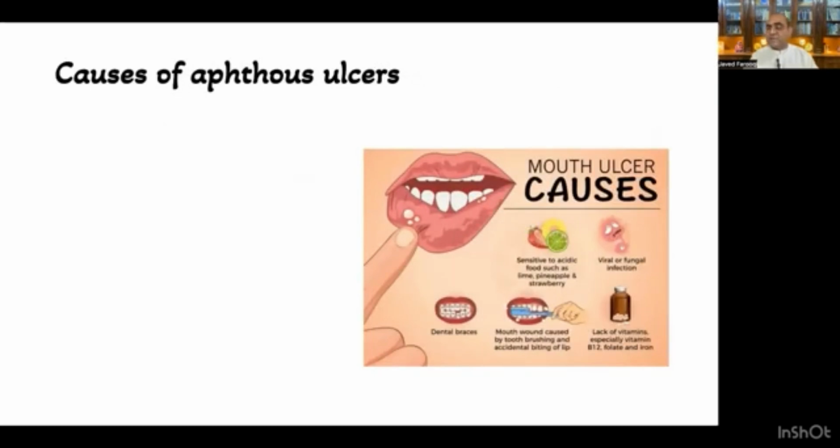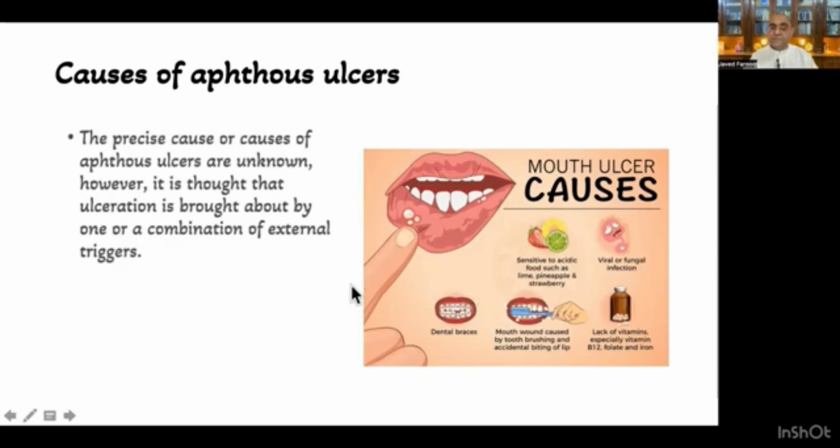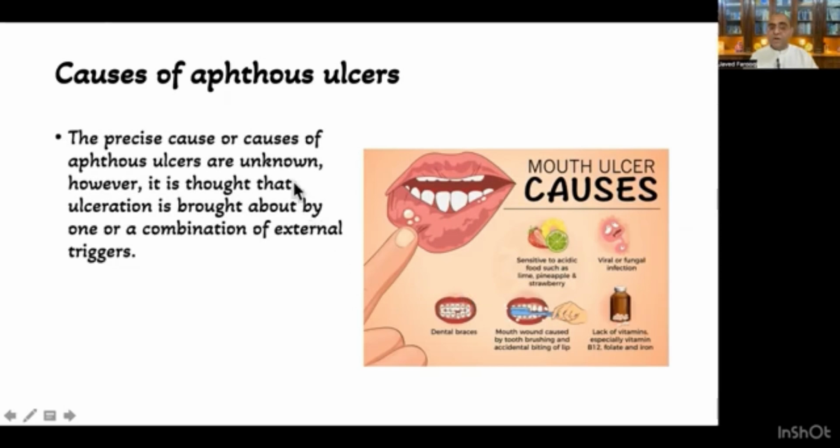What are the causes of Aphthous ulcers? We all know the mouth, dental braces, sensitivity to acidic foods such as lime, pineapple, or strawberry, and mouth wounds caused by tooth brushing and accidental biting can cause ulcers. Viral or fungal infection can cause mouth ulcers, and lack of vitamins, especially vitamin B12, folate, and iron can cause mouth ulcers. But the precise causes of Aphthous ulcers are unknown.